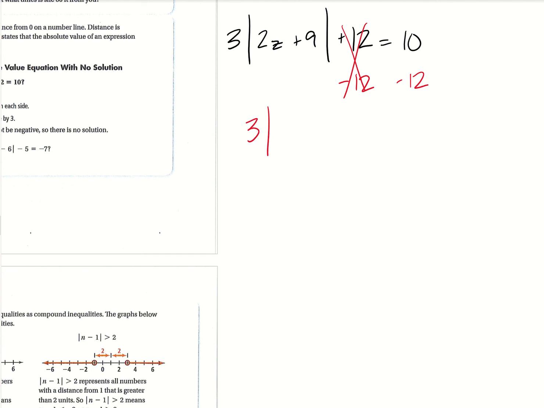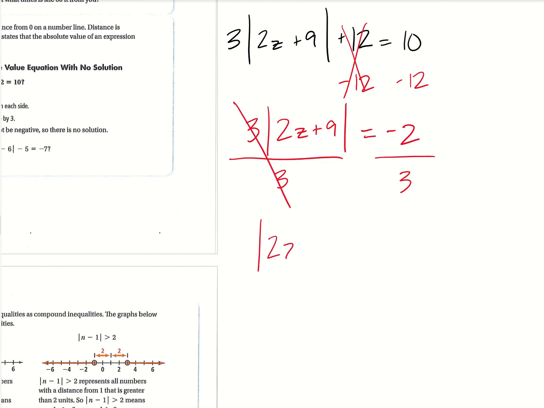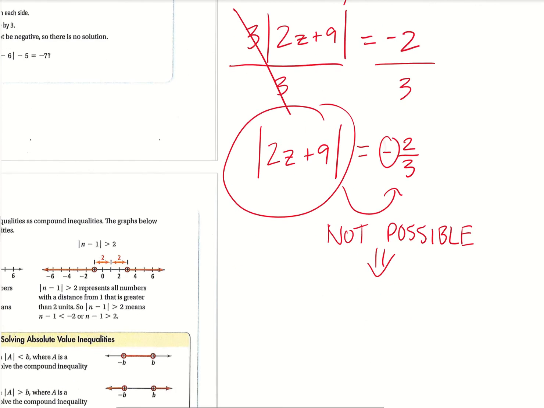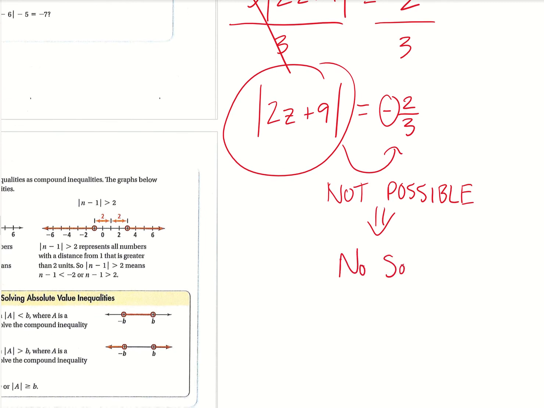That'll leave us with 3 times the absolute value of 2z plus 9 equals negative 2. Now we can divide both sides by 3 in order to cancel out that 3. So we now have the absolute value of 2z plus 9 equals negative 2/3. Now you'll notice that we have the absolute value of something equal to a negative number. This can never happen. That is not possible. So that means there is no solution.